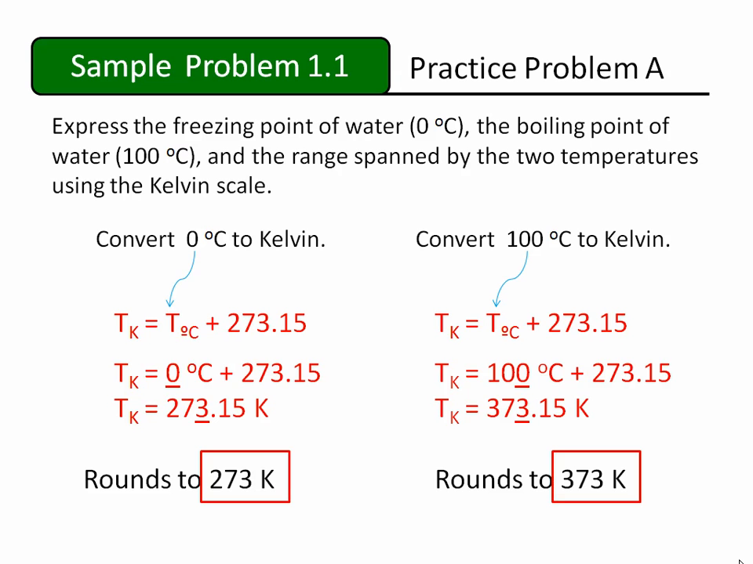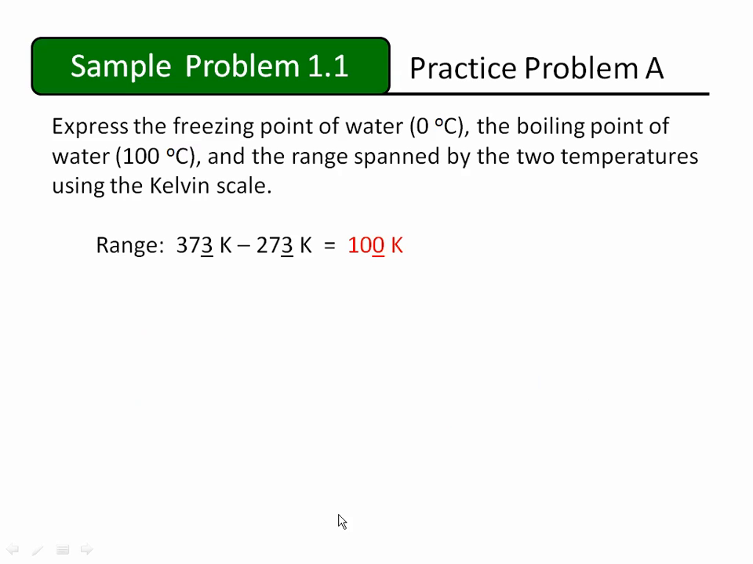So these two values, 273 and 373 Kelvin, make up the first part of the solution to the equation. We've converted the Celsius temperatures to Kelvin. Next, we need to think about the range that's spanned by these two temperatures. In other words, what is the difference between 373 Kelvin and 273 Kelvin? And solving that will simply be a matter of subtracting.